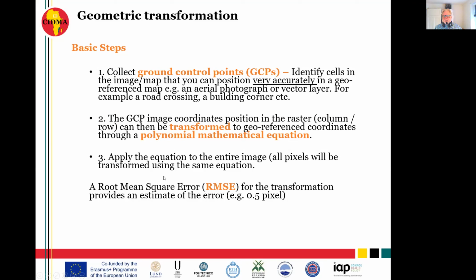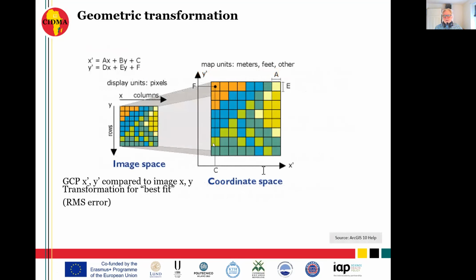And then I collect GCPs. I check what the errors are in my mathematical transformation equation, and I then apply the equation to the entire image. All pixels will be transformed using the same equation. And then the root mean square error for the transformation will provide an estimate of the error for the transformation. So we can see that here.